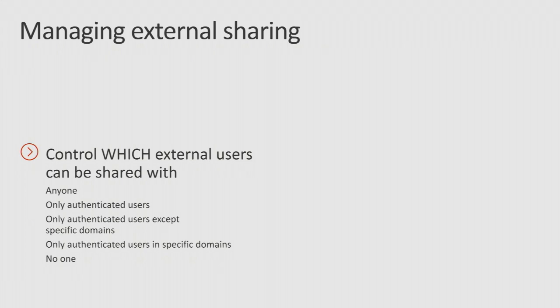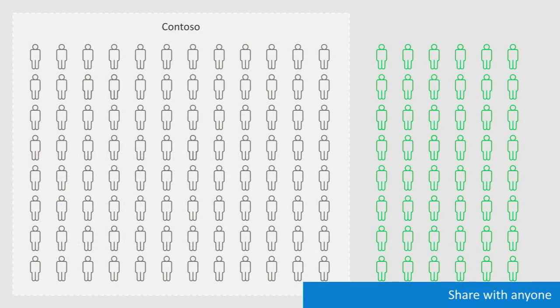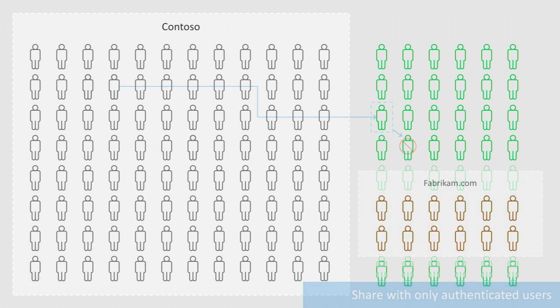I can also control at the other end who can be shared with. Of course, by default, I can share with anyone in the world. And as I showed you with the one-time passcode, you can share with anyone, whether they're using Microsoft or not. I can also choose to only share with authenticated users. This means I can share with people, but they can't share to other people by passing the link around. In some cases, organizations say this is the behavior that we want.